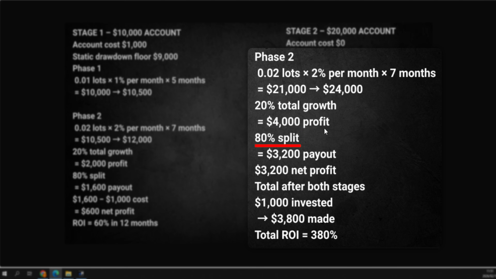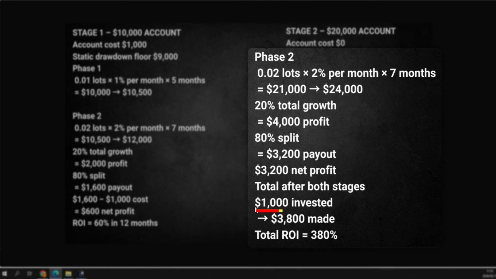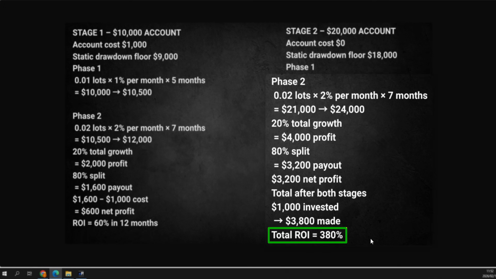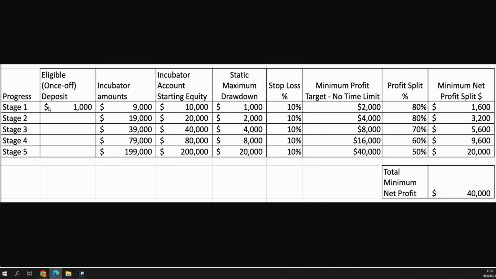We've got 80% profit split, which means that we can now withdraw $3,200, right? So that's $3,200 in net profit. And looking at what we actually make after both stages, you can see that with the $1,000 invested, we've made $3,800. So our total return on investment at this stage after 2 years is 380%, which is huge. And this will then continue stage to stage.